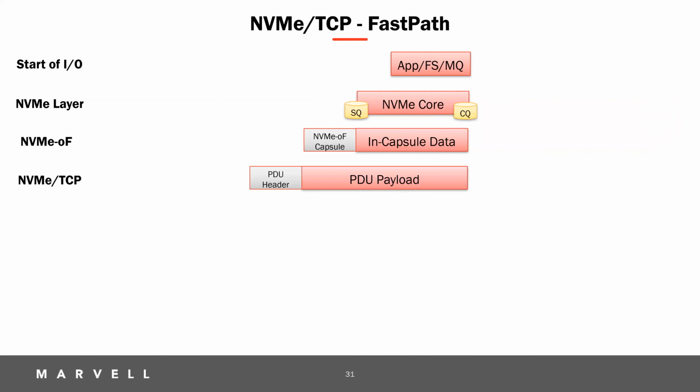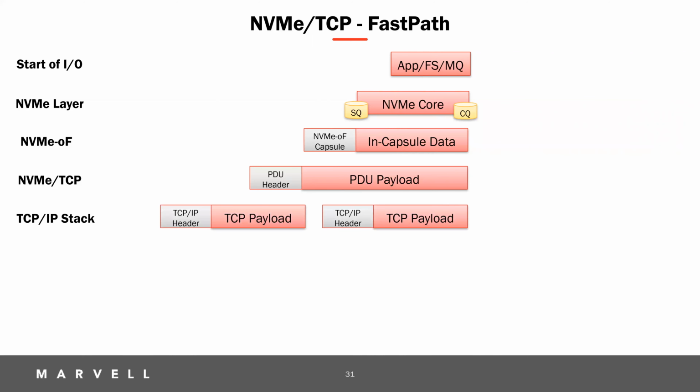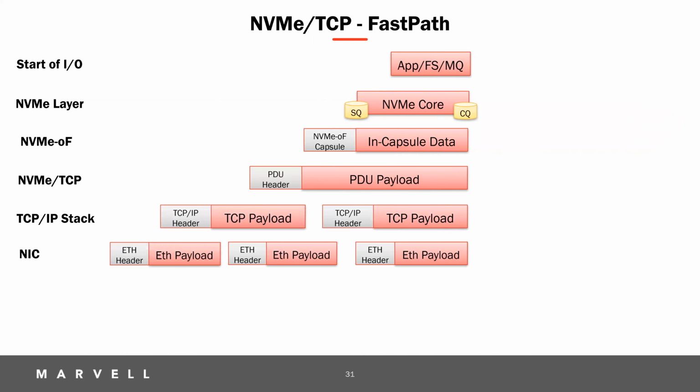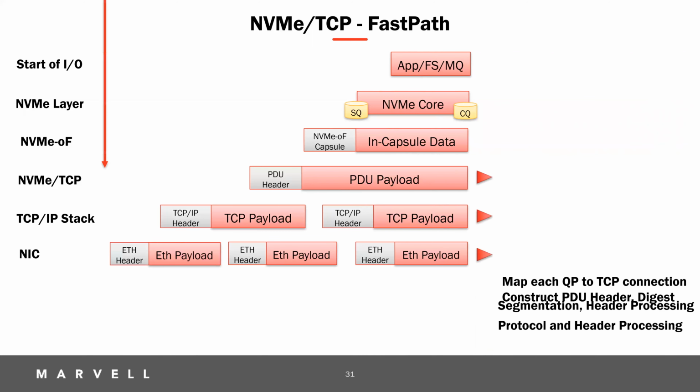Then comes the NVMe over TCP layer, and that's where NVMe over TCP differs slightly from NVMe over RoCE, where you have a concept of a PDU, and the NVMe over Fabrics capsule is encapsulated into a PDU, and a PDU header is attached to that. This PDU is then fragmented into different TCP payloads, which are then sent over the wire by the NIC in terms of Ethernet payloads. This is how a typical stack looks, where all of this work is done by the host processor, an x86 or ARM processor, doing all of this I/O.